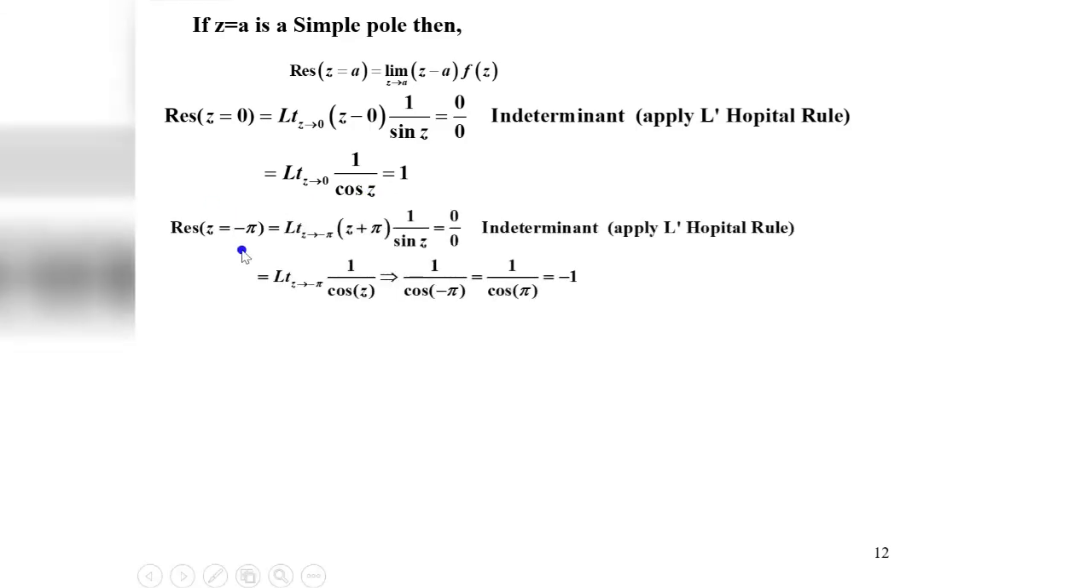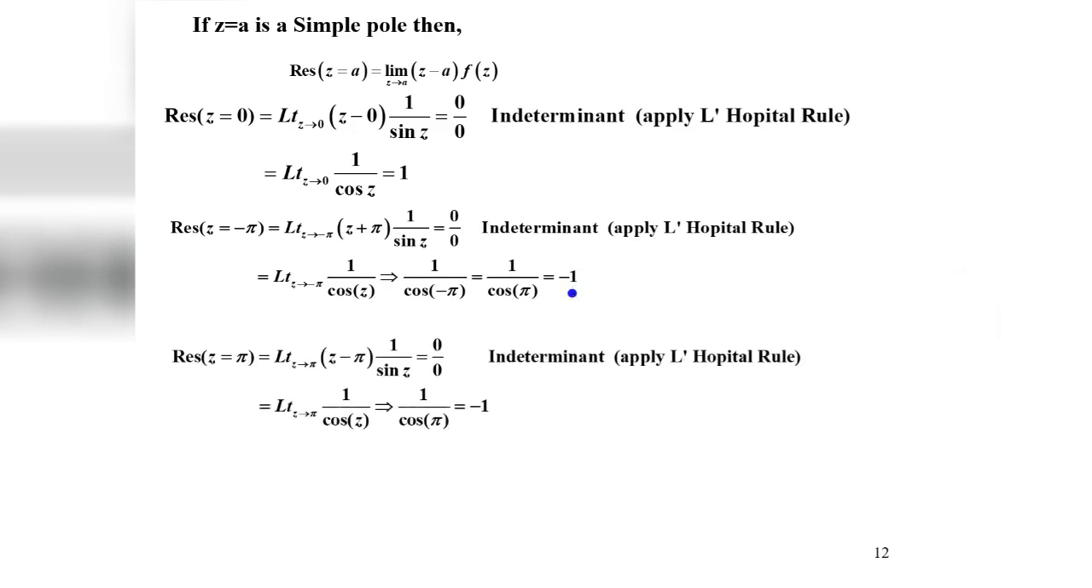Again we are getting an indeterminate form, and by differentiating we get 1 by cos z. By substituting the limit z tends to minus pi, cos of minus pi. We know that cos of minus theta becomes cos theta. So cos pi value is -1, 1 by -1 becomes -1. So we have obtained the second residue value as -1. Similarly, the third value is also -1.